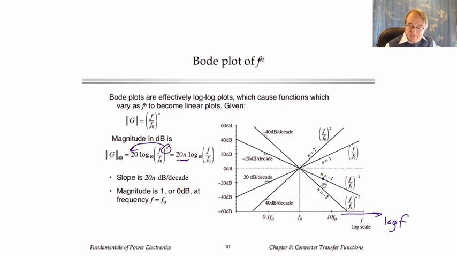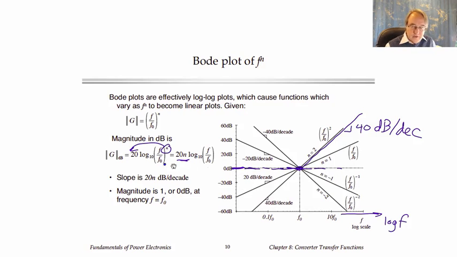So here is a plot for several different values of n. Here, for n equals 2, our function is (f over f0) squared. We have a straight line with a slope of n times 20, or 40 dB per decade. And the function goes through 0 dB right here at f equals f0. If you plug in f equals f0, you get 1, and the base 10 log of 1 is 0, so we're at 0 dB when f equals f0.